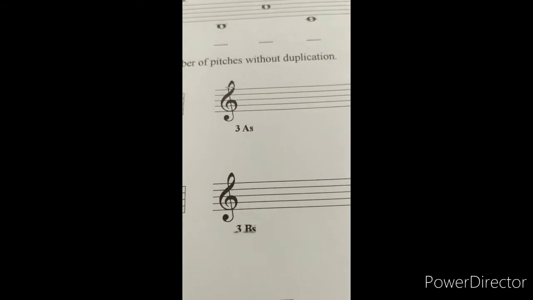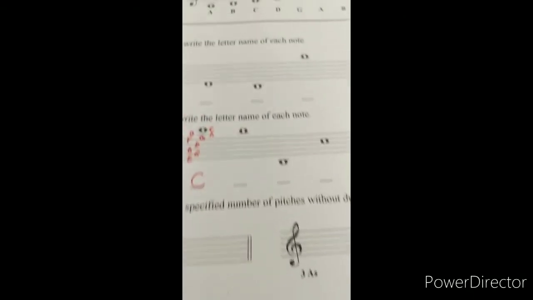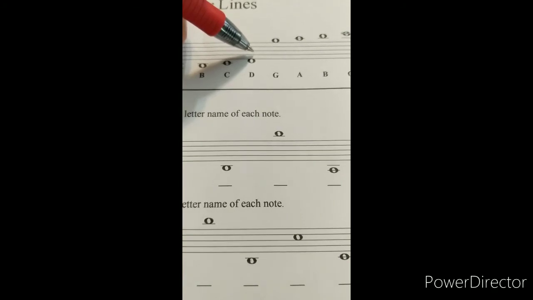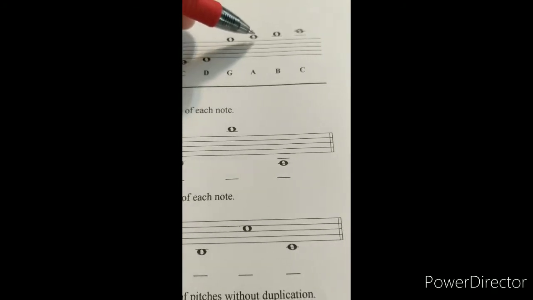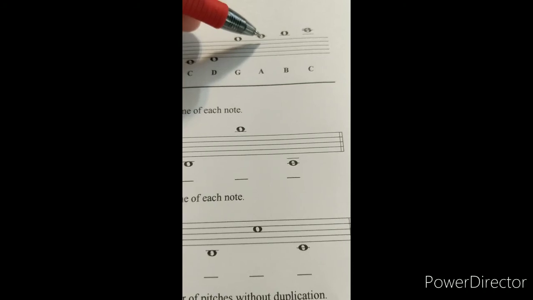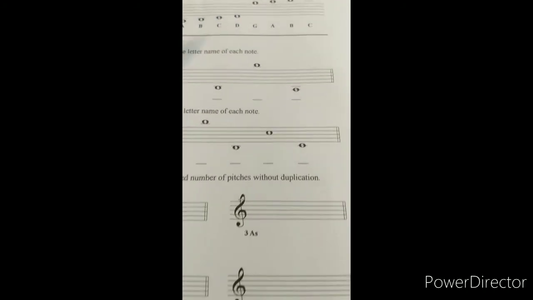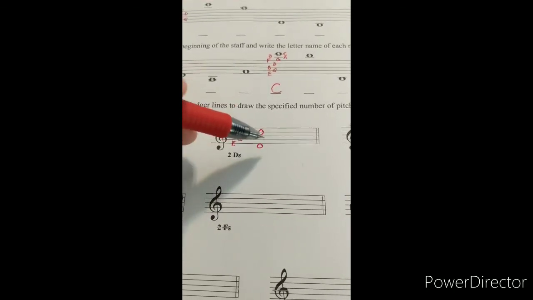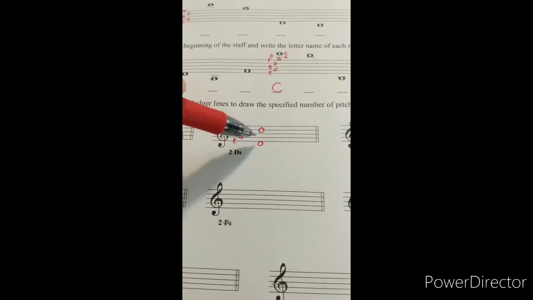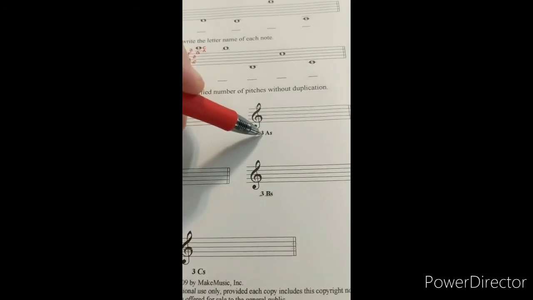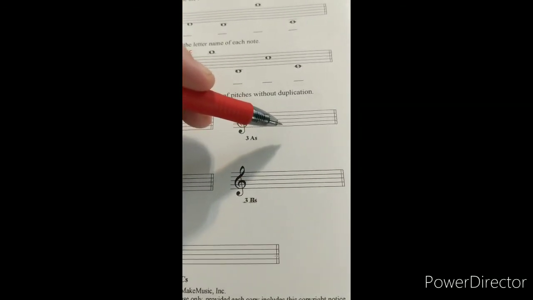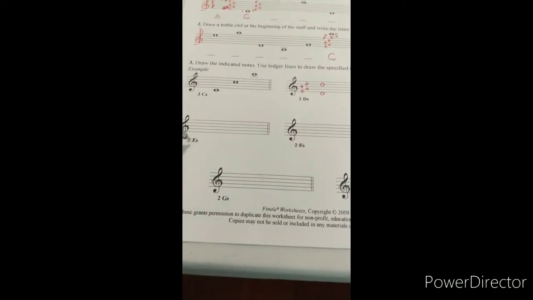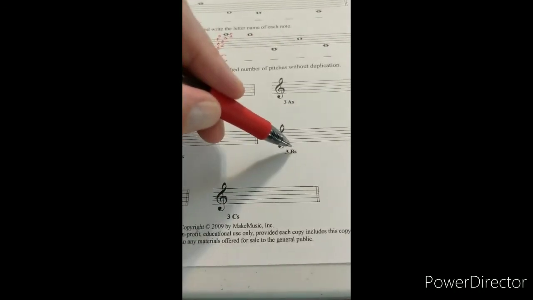Here, it's asking for 3 A's. So we have an A here. We have an A on the second space. And then we have an A here on the line above the last line. So that's how you're going to go about finding your answers. Okay, make sure if it says 2 D's, give them 2. If it says 3 A's, make sure you've got 3 A's on here. All right? And you go through the rest of these doing the same thing. Some of them will have 2, some of them will have 3.